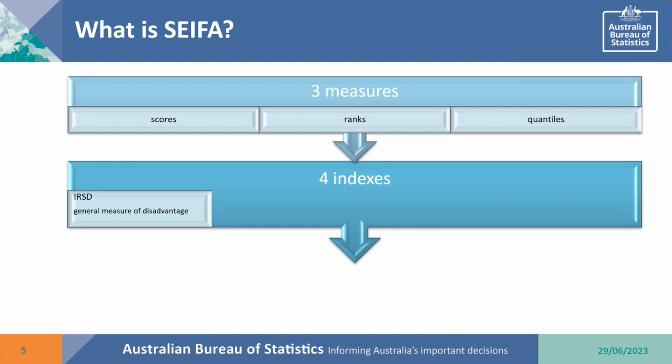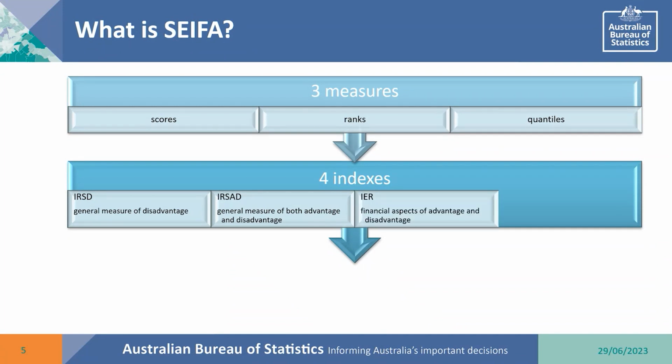IRSD, the Index of Relative Socio-economic Disadvantage, is a general measure of disadvantage only, and I'm just going to refer to this as the Disadvantage Index during this webinar. IRSAD, the Index of Relative Socio-economic Advantage and Disadvantage, is a general measure that includes both advantage and disadvantage measures, and I'm going to refer to this as IRSAD during this presentation. IER is the Index of Economic Resources, which focuses on financial aspects of advantage and disadvantage, and IEO is the Index of Education and Occupation, that's designed to reflect the educational and occupation level of communities.